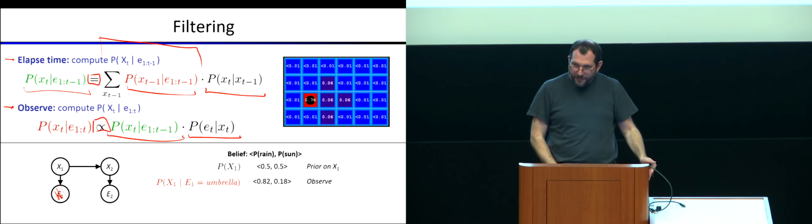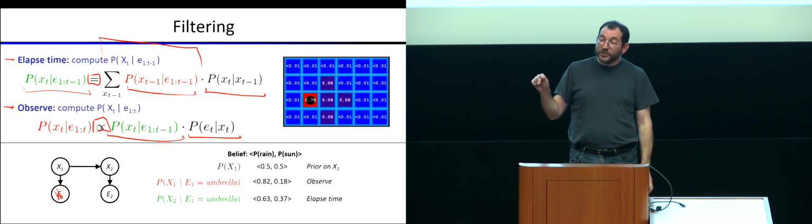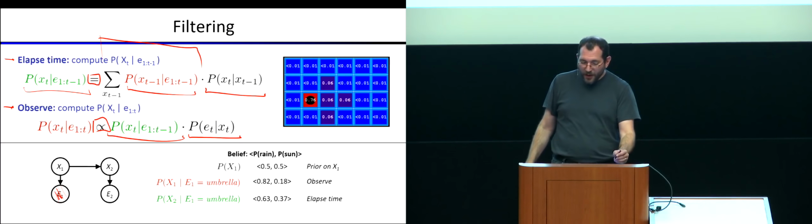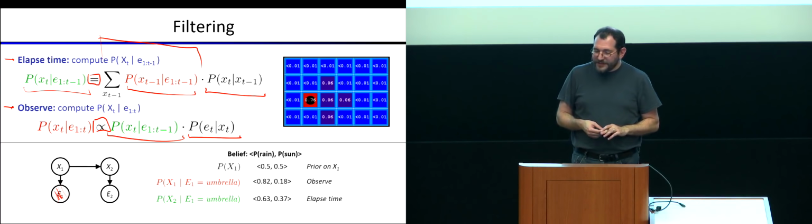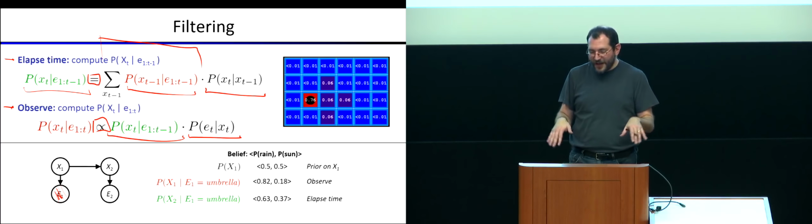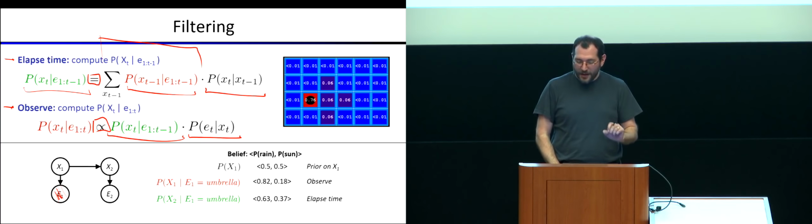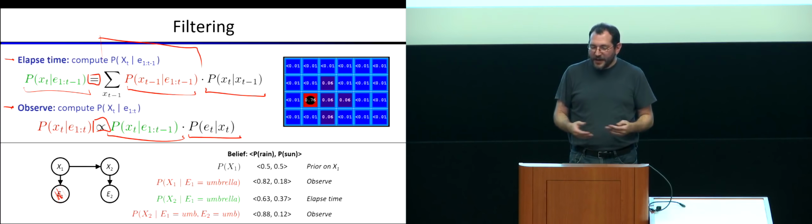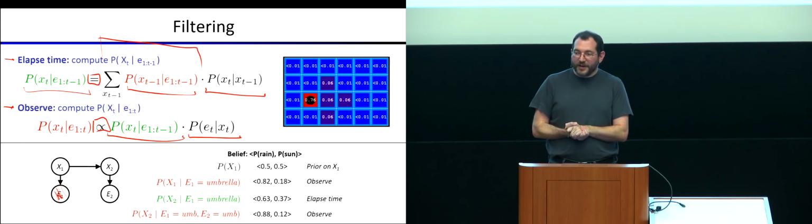But then I flip to the next day. I let time pass. And I look at the probability of X2 given E1 as umbrella. All I have to do is use this elapsed time update, and things will flatten out, because if it was rainy, well, maybe it's still rainy. And if it was sunny, well, maybe it's rainy, and things tend to flatten out in this particular little model. But then I get new evidence that I see an umbrella again, and then now I'm even more sure than ever that it's raining. Okay?